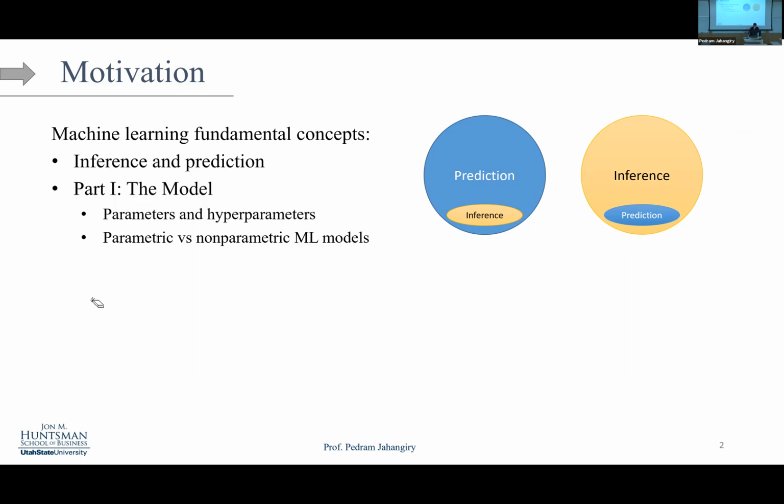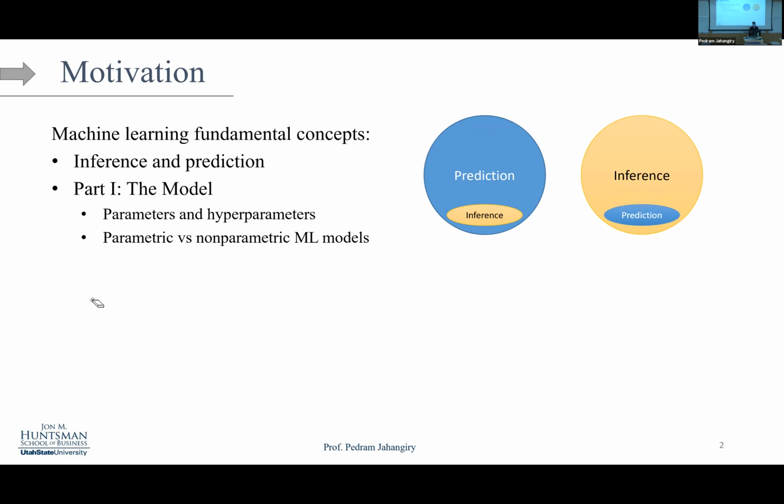Then we're going to start the class with the first part, which is the model. So what is that thing that we call a model, right? What is that thing that's going to capture the relationship between the variables that you're thinking about? So let's say I have a bunch of variables, and I believe that there's a relationship between them. I have to start writing it down, right? So what is that model that's capturing this relationship?